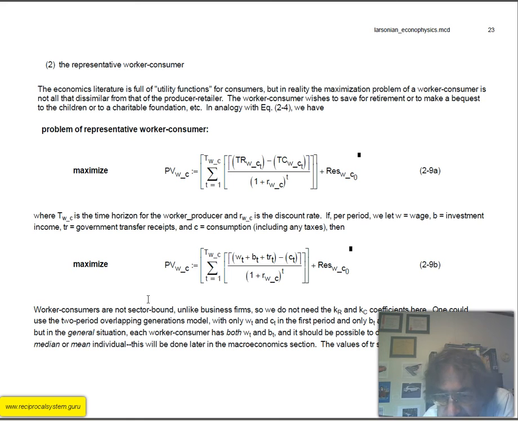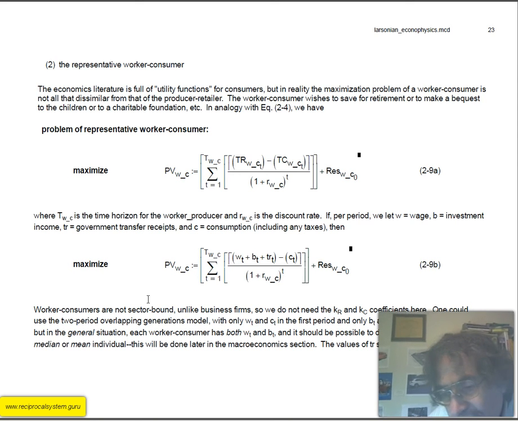Okay, so worker consumers are not sector bound, unlike business firms, so we do not need the K sub R and K sub C coefficients here. One could use the two-period overlapping generations model with only W sub t and C sub t in the first period and only B sub t and C sub t in the second period. But in a general situation, each worker consumer has both W sub t and B sub t, and it should be possible to deduce the values for the median or mean individual. This will be done later in the macroeconomics section. The values of TR should drop out on that.